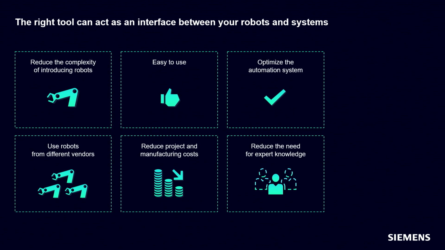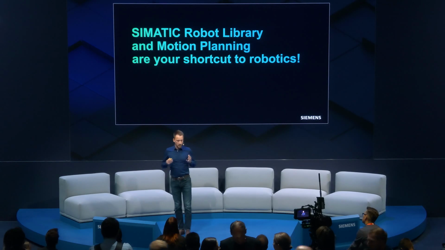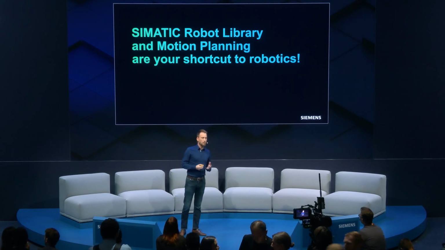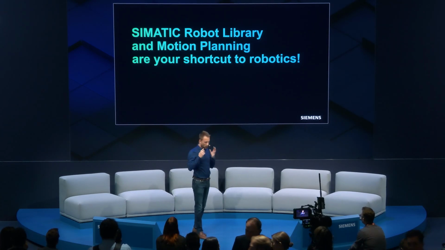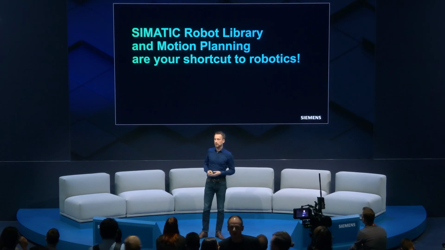You can use this with all the robots that are supported by the SIMATIC Robot Library, which is an extensive backbone for our application. And this gives you also the opportunity to reduce the project costs and also the manufacturing costs of your solution. All of this comes with the added benefit of reduced training for your staff, even when using different kinds of robots. To summarize, the SIMATIC Robot Library combined with automatic, collision-free online motion planning is your shortcut to robotics.